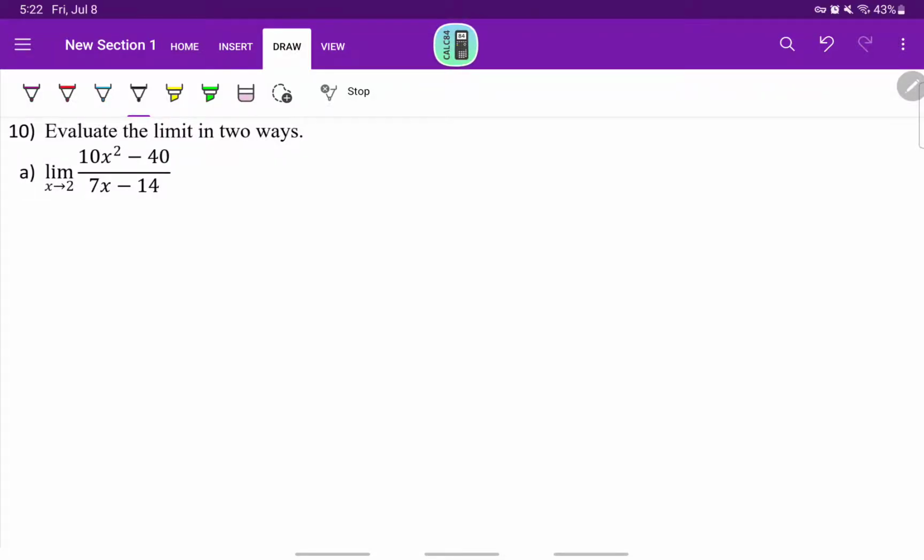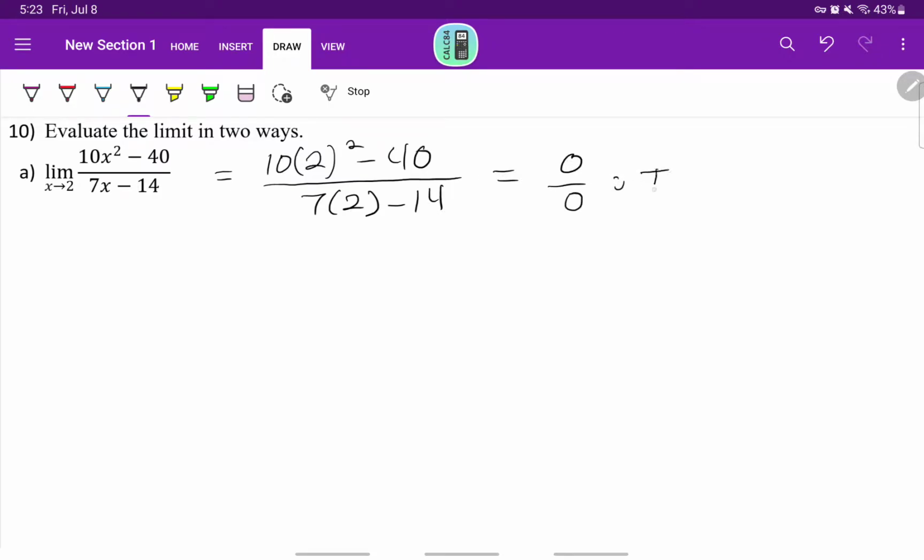Number 10 says, evaluate the limit in two different ways. Okay, we have the limit as x approaches 2 of 10x squared minus 40 divided by 7x minus 14. The first thing that I'm going to do is perform direct substitution by plugging 2 into my limit. So 10 times 2 squared minus 40 divided by 7 times 2 minus 14. That's going to be 0 over 0, which is indeterminate.